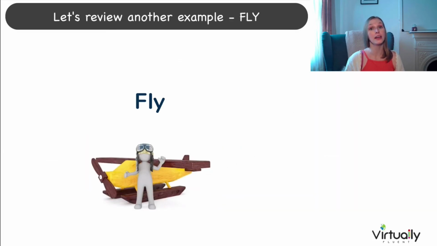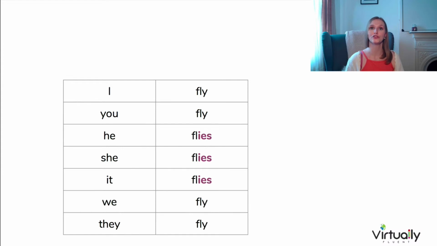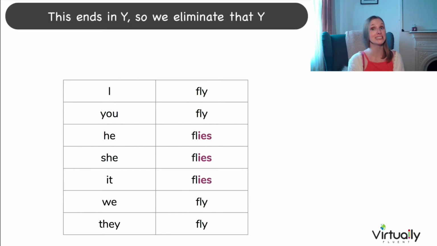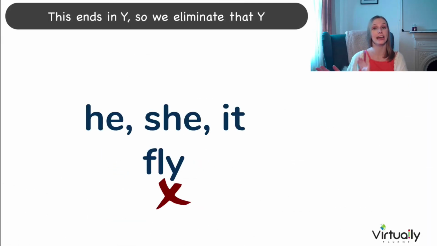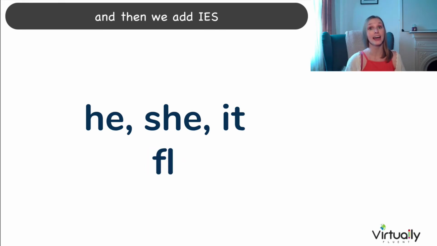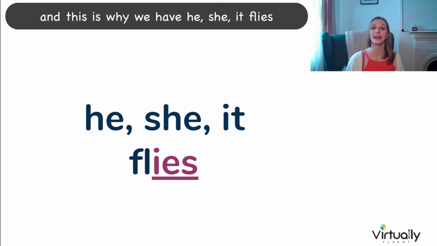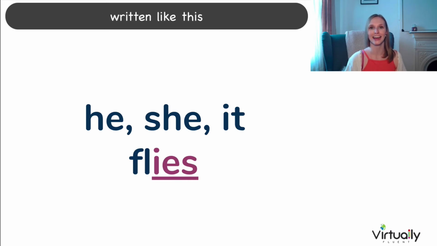You might notice this is very similar to the plural rule in English. Let's review another example, fly. I fly, you fly, he flies, she flies, it flies, we fly, and they fly. This ends in Y, so we eliminate that Y, and then we add IES. And this is why we have he, she, it flies written like this.